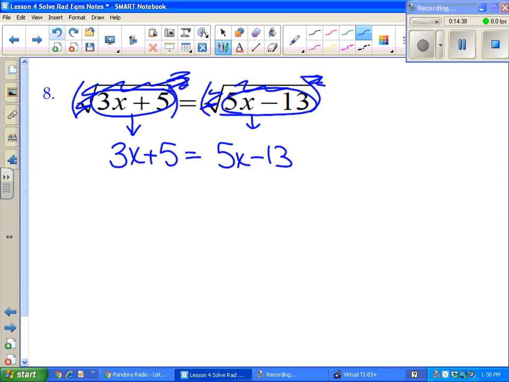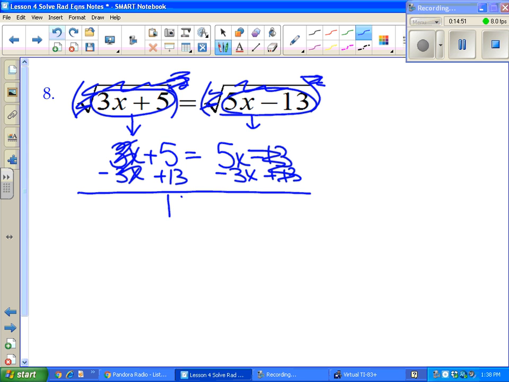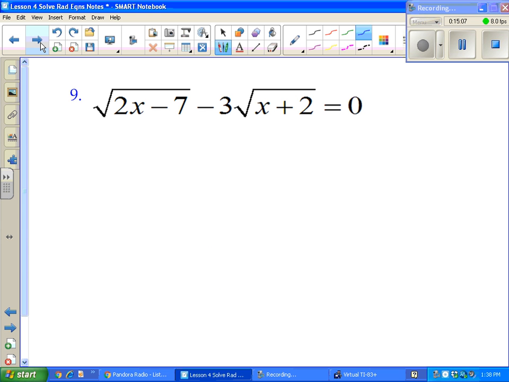I like to keep my x's positive, so I'm going to subtract 3x and take it over there. So now 3x is gone. I'm going to add 13 and take it over here. Now the 13's are gone. And what I end up with is 5 and 13 is 18. 5x minus 3x gives me 2x. And finishing by dividing by 2, x is found to equal 9. All right? X is equal to 9. So that strategy, I had a square root on both sides. I squared both sides to begin.